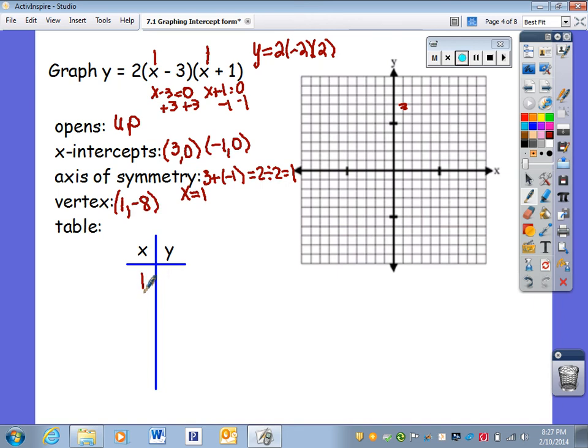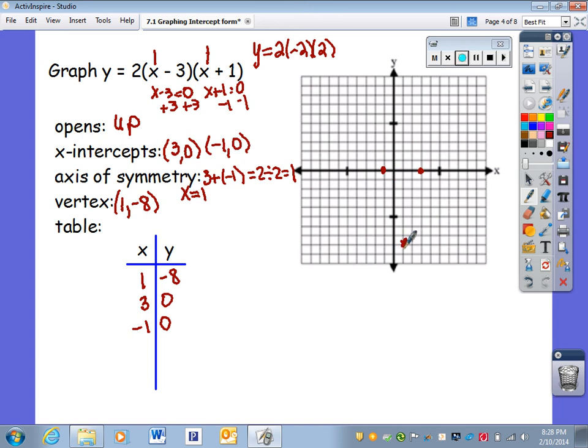We have our vertex, which is at 1, negative 8. And then we have our intercepts on either side of that. So we have our intercepts at 3, 0 and at negative 1, 0. So what we'd like to do next is to find a point on either side. So let's first of all graph those 3 points. We have 1, negative 8. We have 3, 0. And we have negative 1, 0.